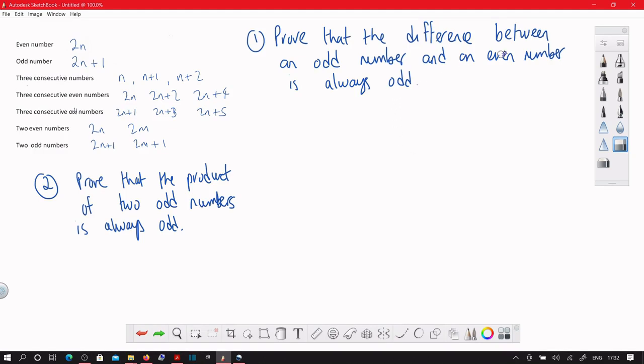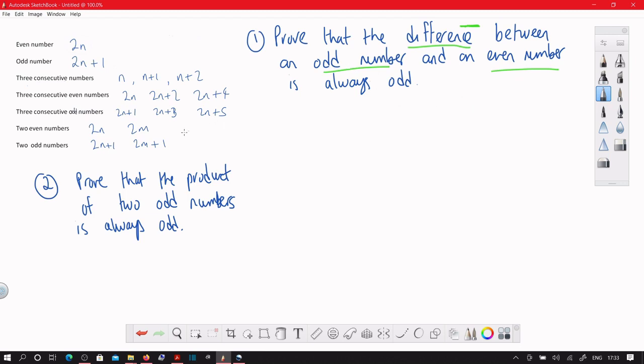Prove that the difference between an odd number and an even number is always odd. Difference means takeaway: odd number, even number. Notice in the question there's no mention of consecutive, so we're not going to use the same letter for the odd and the even. If it was consecutive, then we would.